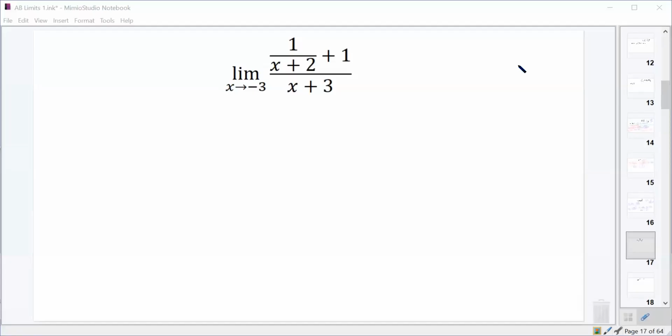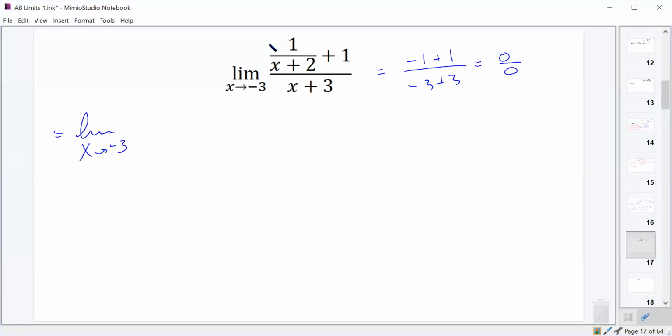What's the first thing you should have done with this one before doing anything else? Plug in negative 3, right, which gives us 1 over negative 1, so negative 1 plus 1 over negative 3 plus 3, so clearly another 0 over 0. Probably recognize that that's going to happen a lot, right? So we got another indeterminate one. So this is the limit as x approaches negative 3.